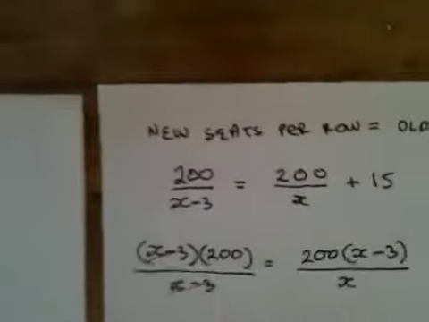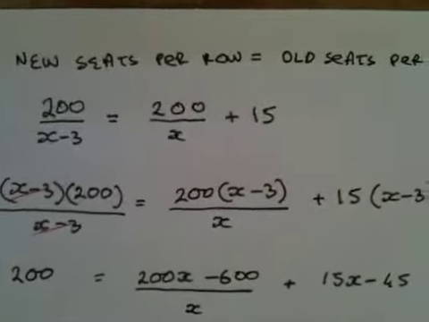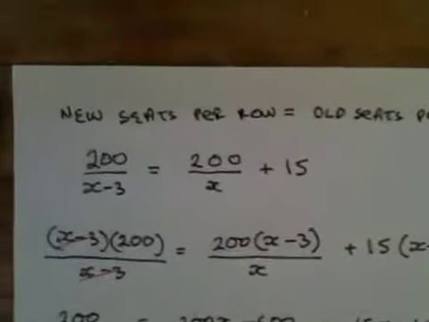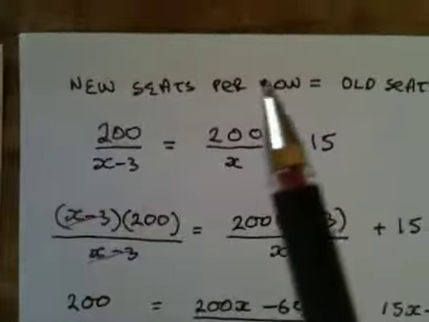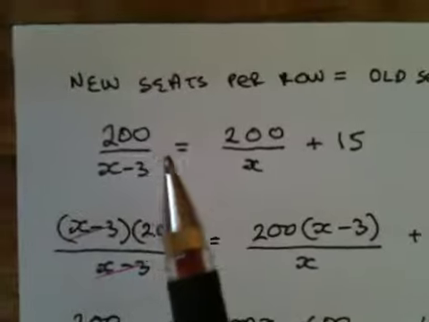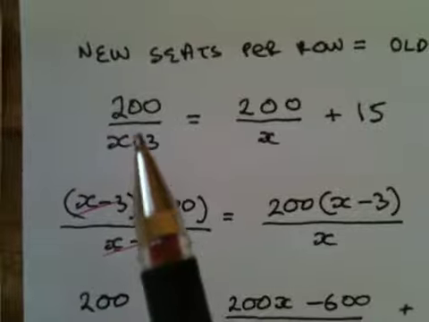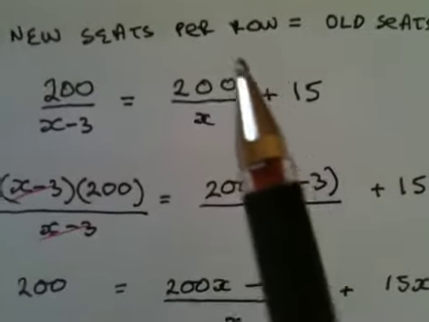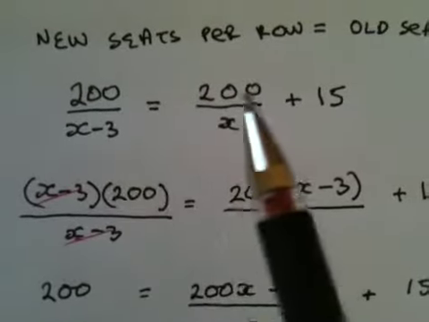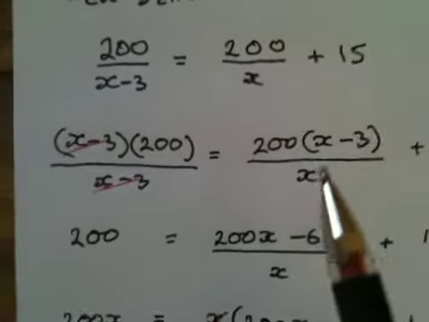Now they also tell us that because they reduce the number of rows, they need to add more seats onto each row. And they tell us that the newer rows have 15 extra seats on them. So in words, the new seats per row is equal to the old seats per row plus 15. Or algebraically, the new seating arrangement is 200 divided by X minus 3. The old arrangement was 200 divided by X, plus 15. So the new number is equal to the old number plus 15, and that 15 reflects that they have to put 15 more seats in per row.